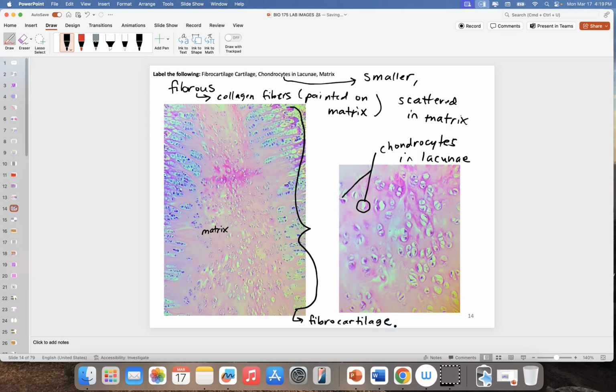And fibrocartilage is found in the pads within the knee joint. We call those pads the meniscus. That meniscus in your knee joint, that pad is made of fibrocartilage. It's also between our pubic bones, and that pad of fibrocartilage is called the pubic symphysis.